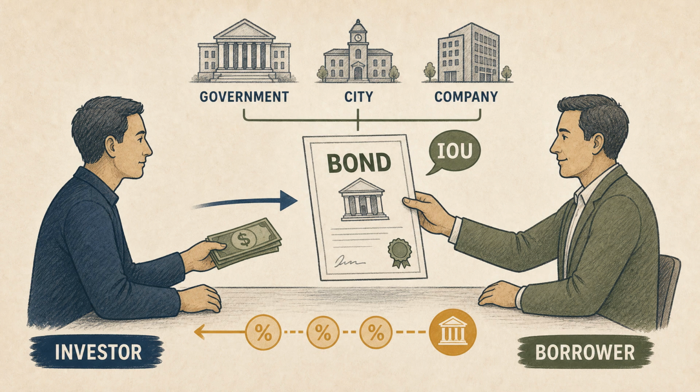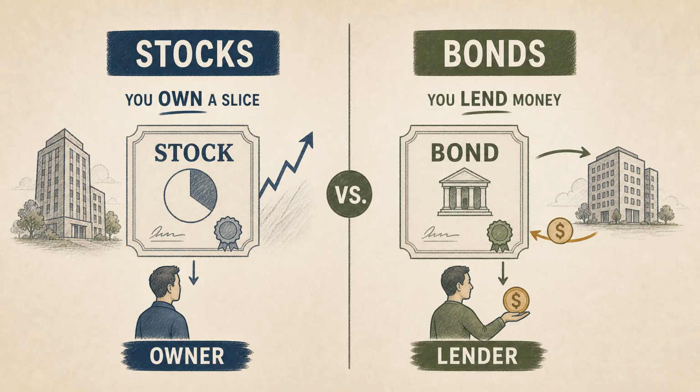When a government, city, or company needs money, it can borrow from investors by issuing bonds. The investor gives money today. The borrower promises to pay interest along the way and return the original amount later. This is the first big difference from stocks. When you buy a stock, you own a small slice of a company. When you buy a corporate bond, you do not own the company. You are lending to it. You are more like a lender than a business owner.